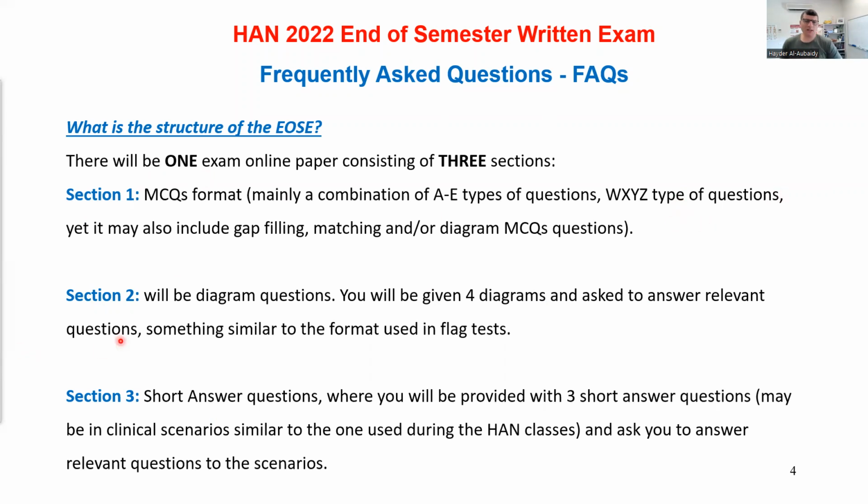The second section is about diagram questions. You may find an image or a diagram and be asked relevant questions. There will be 4 diagrams in total. The third section is the short answer questions, where you'll be provided with 3 short answer questions. This is similar in format to the clinical scenario in the team report. When you do the team report, you'll have a better idea about section 3 of the final exam.